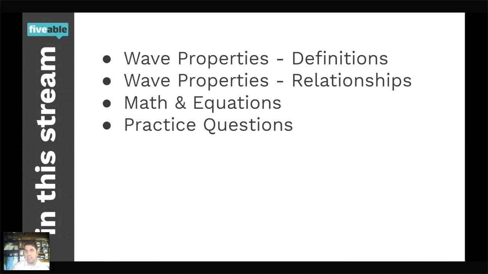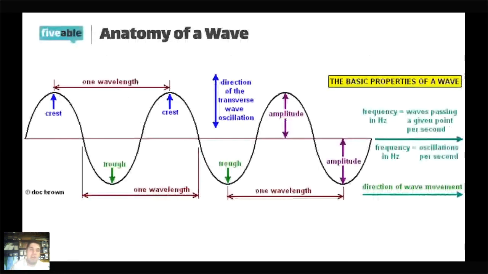All right, so let's get into defining some terms. On here we have the anatomy of a wave, and pretty much here we have all the different terms that you might need to know about. We've got terms like crest, trough. So crest being a high point of a wave, trough being the low point of a wave.